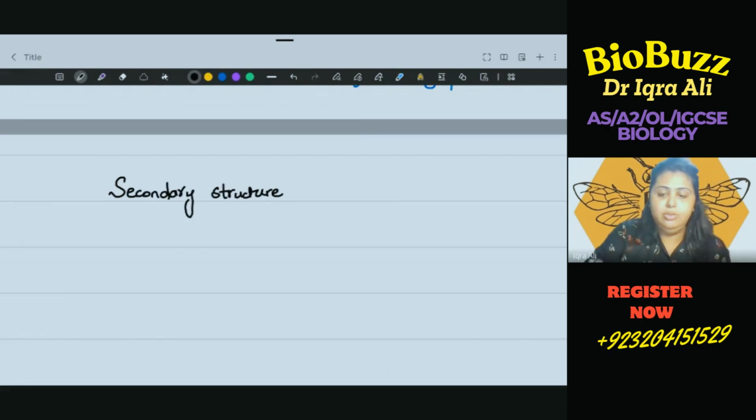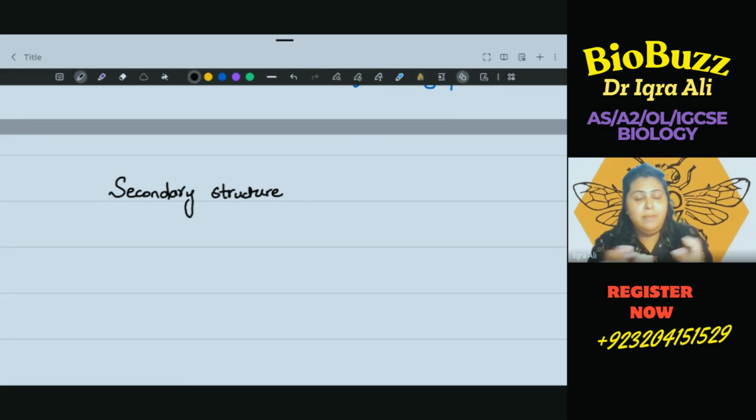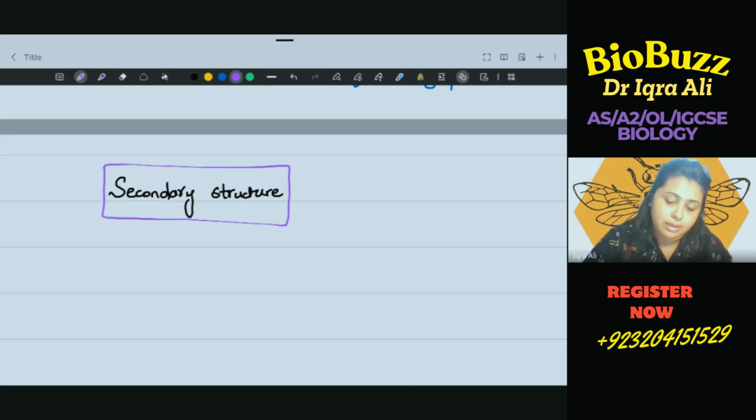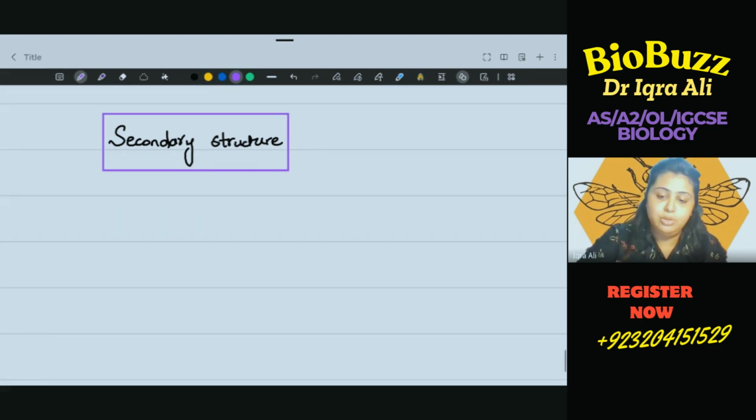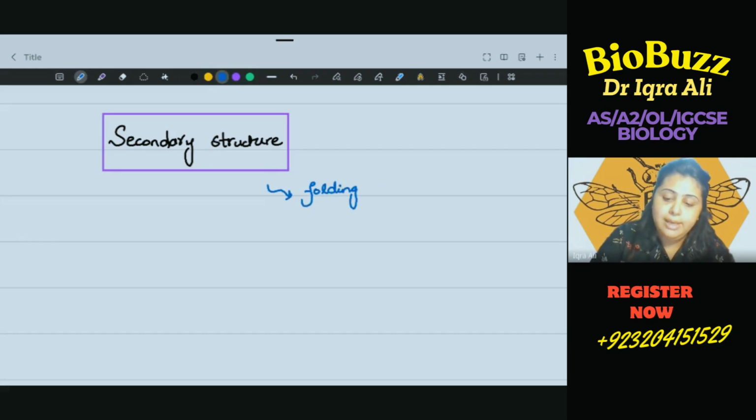Now, in the secondary structure, we also have a long chain of polypeptide or a long chain of amino acids, but it is too long. So we need to compact it. When it is too long, the chain by itself starts coiling. And when it starts coiling, it starts forming bonds as well. So let's see which bonds it is going to form. In the secondary structure, we refer to this structure as the folding or coiling of a polypeptide chain due to interaction between amino acids.